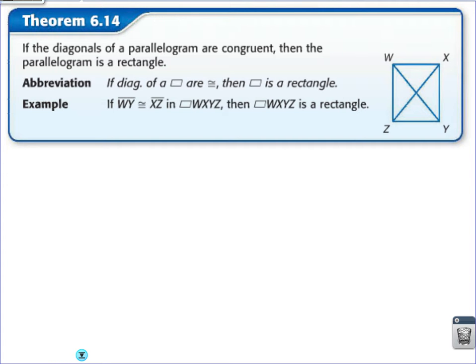Now we're going backwards. If the diagonals are congruent, if you have a parallelogram and you want to prove that it's a rectangle, how do you do it? The diagonals must be congruent. If the diagonals of a parallelogram are congruent, then it is a rectangle. So proving that you have a rectangle.